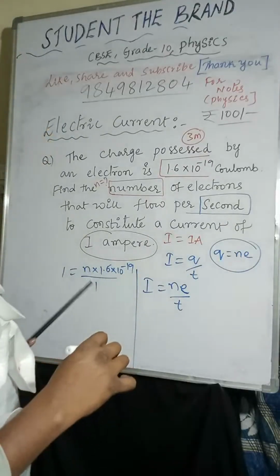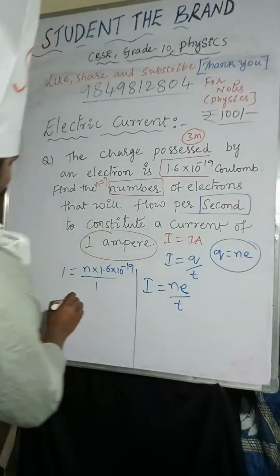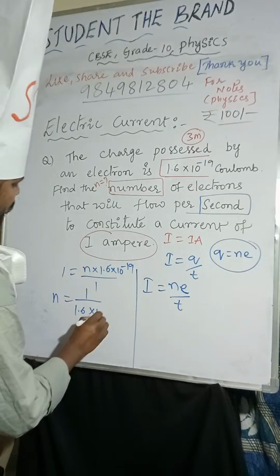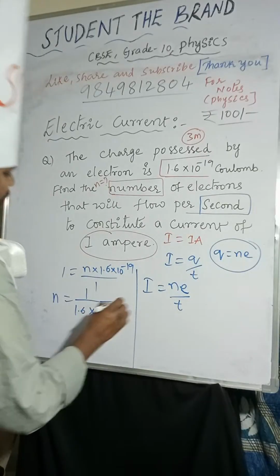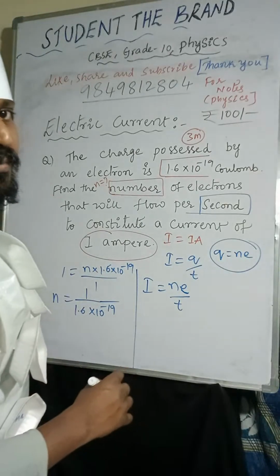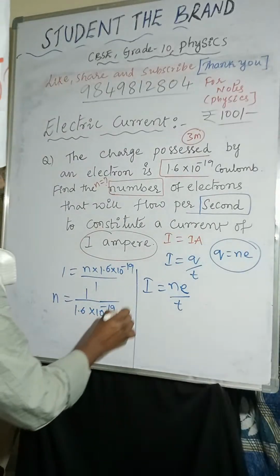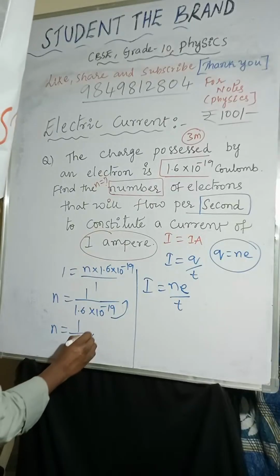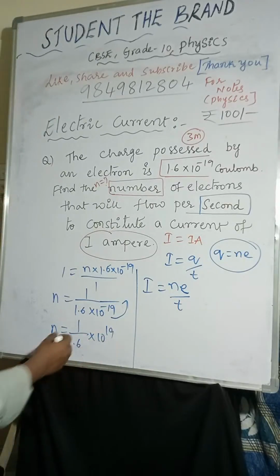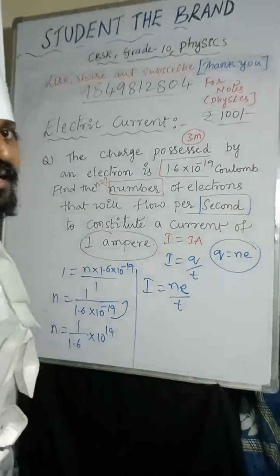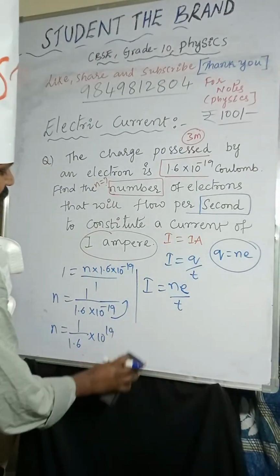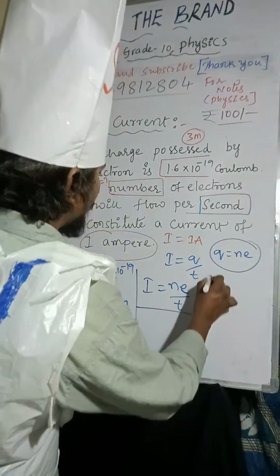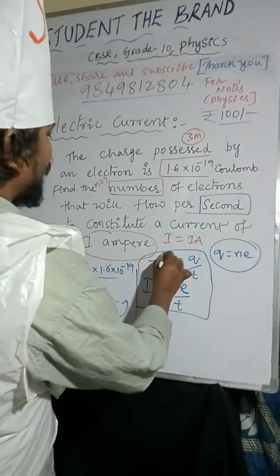So that's why we have to mention it here. Now N equal to 1 by 1.6 into 10 power minus 19. The 10 power 19 goes up, so N equal to 1 by 1.6 into 10 power 19. From this one, this is the formula.